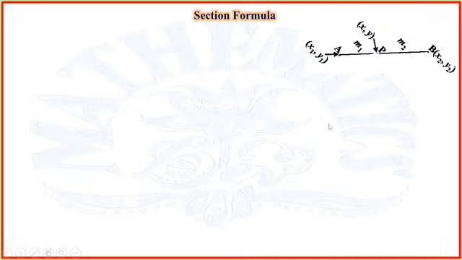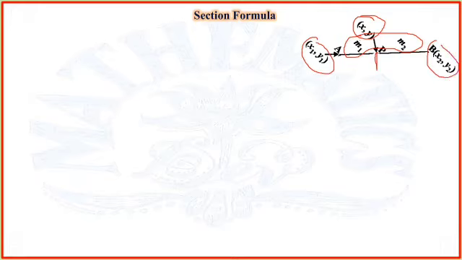So this I was talking about. We can find out either the coordinates of this point P, the first thing. Second thing is the ratio, this m1 and m2, in which this particular point P is intersecting the line segment AB. This first thing is coordinates of point P. Second thing is the ratio. Third thing is the coordinates of A, and the fourth thing is the coordinates of B.